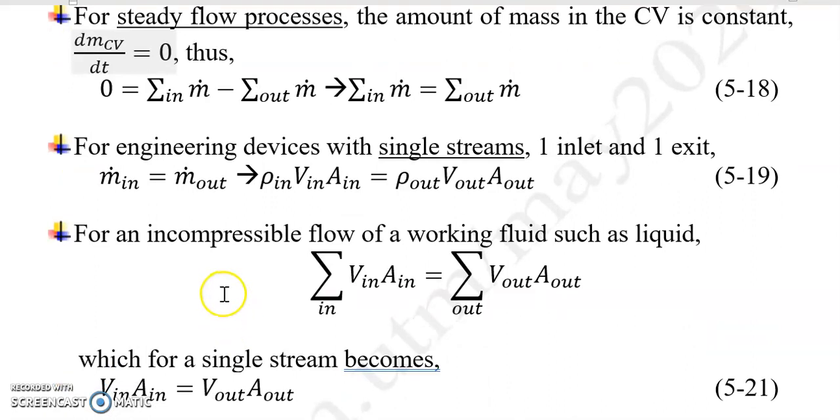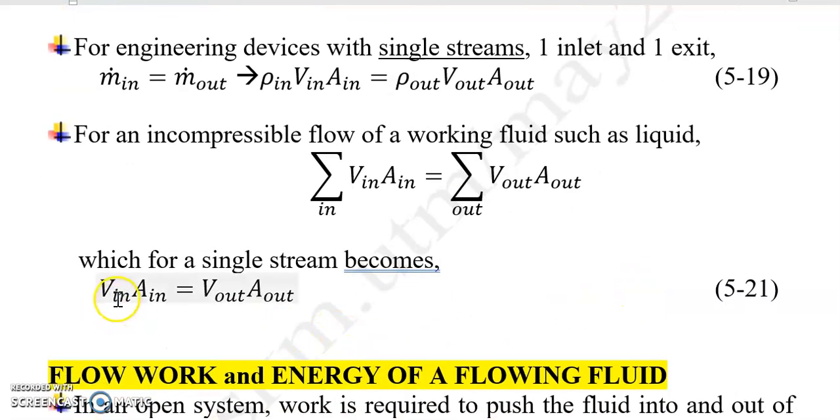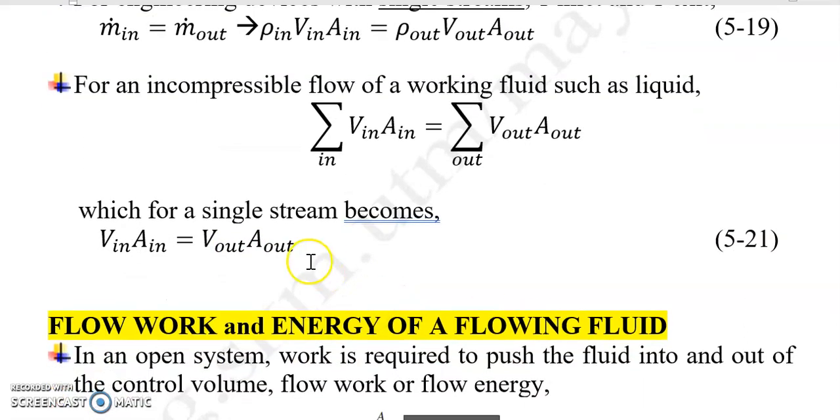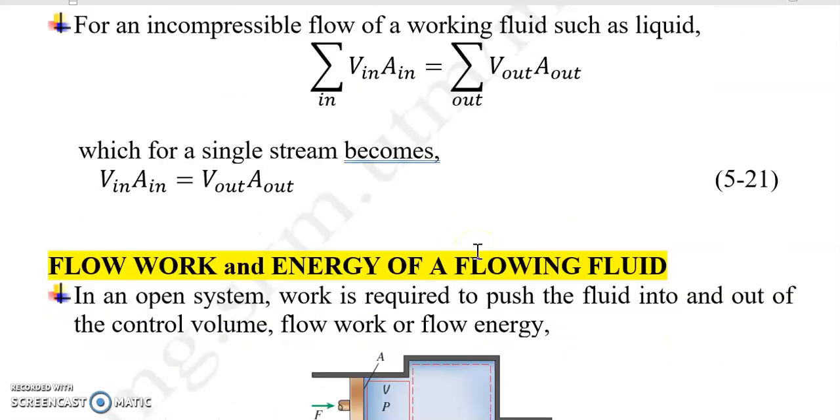Now for an incompressible flow of a working fluid such as liquid, the density is not changing. Equation 5.18 is simplified as this, and for single stream, it becomes just the velocity multiplied by the cross-sectional area at the inlet equal to the velocity multiplied by the cross-sectional area at the outlet, 5.21, assuming the cross-sectional area at the inlet and outlet is different. The velocity is of course different. Now if these are all the same, you get a very much simplified version of the equation.